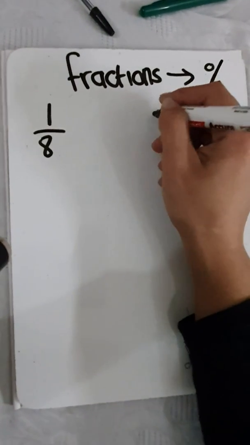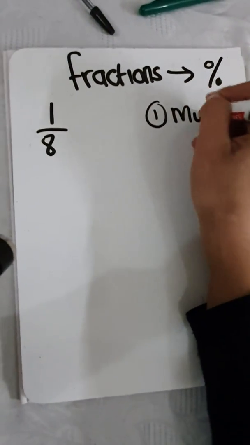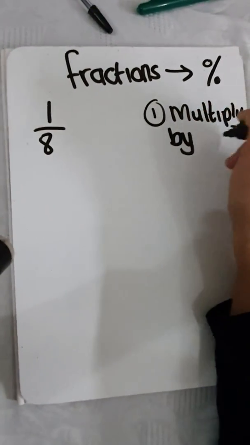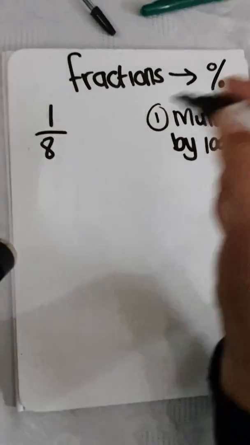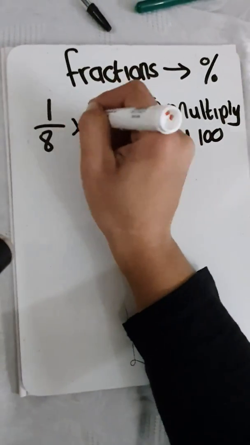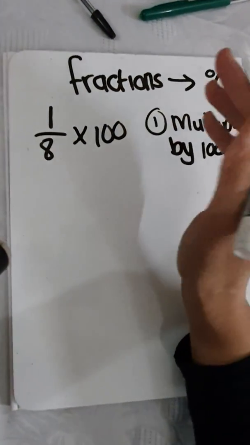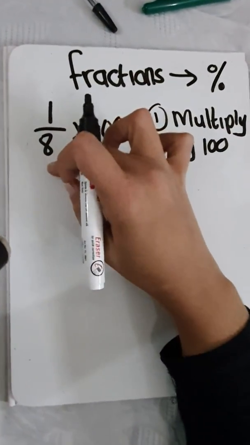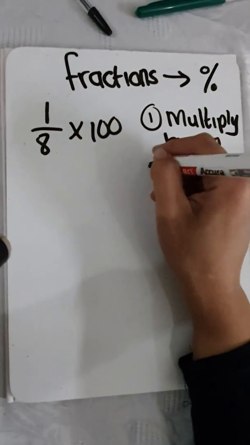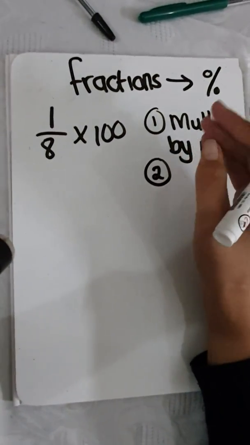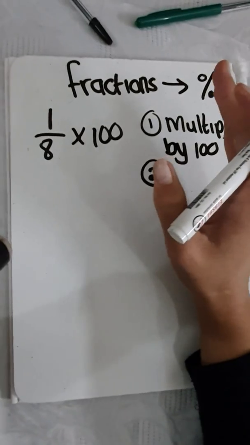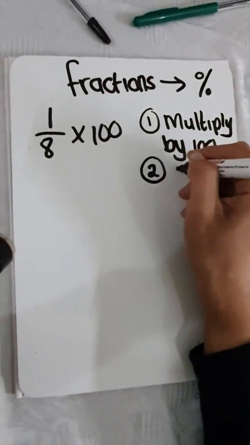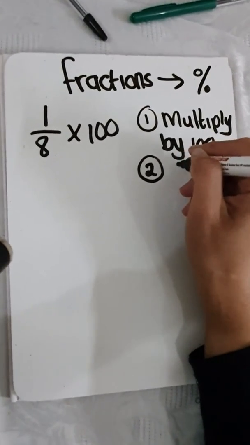So again, we're going to multiply by 100 because we do want a number out of 100, because percentages are out of 100. So my first step is to multiply by 100. Because 100 in this case is a whole number and this is a fraction, I want to ensure that I'm working with fractions only and that I don't have a fraction and a whole number on the other side. So we will make the whole number a fraction.